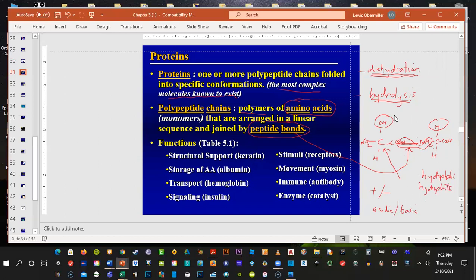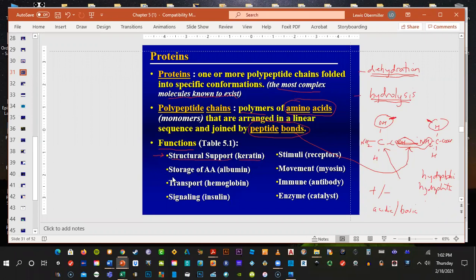So these functional groups, and proteins, can make super complex structures that can do super complex reactions. All right, any questions about that? No. Okay, so just to let you know some of the functions of proteins, they help support us, like keratin. A lot of your anti-aging creams are going to have structural support things like collagen, keratin. All of those are made out of proteins.